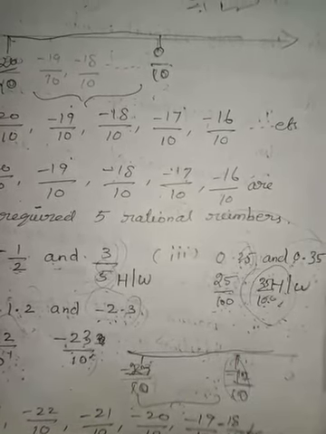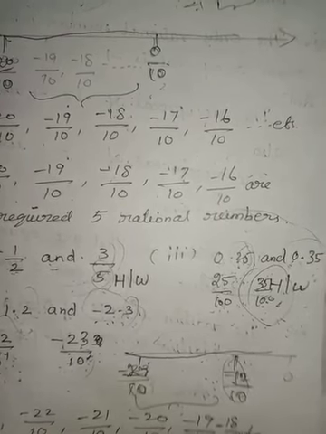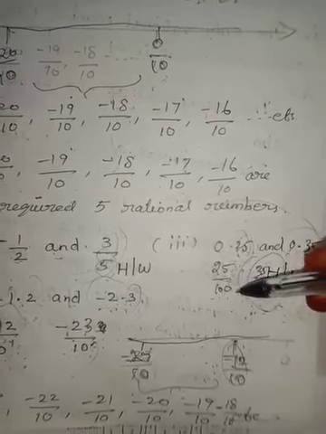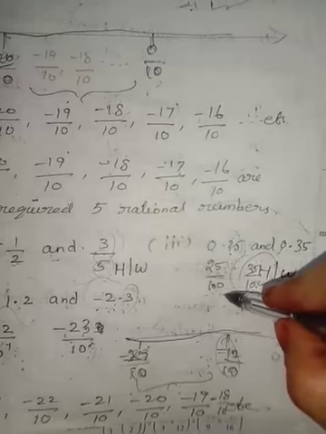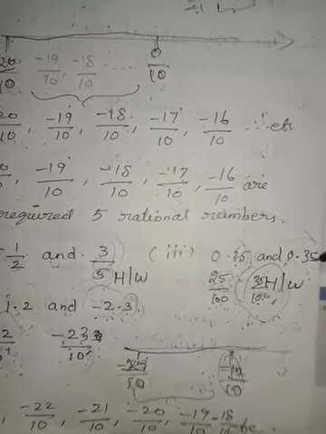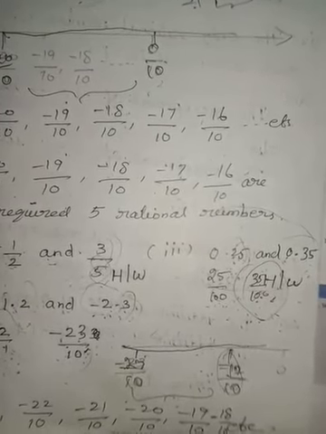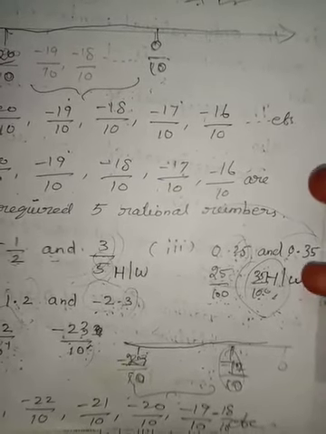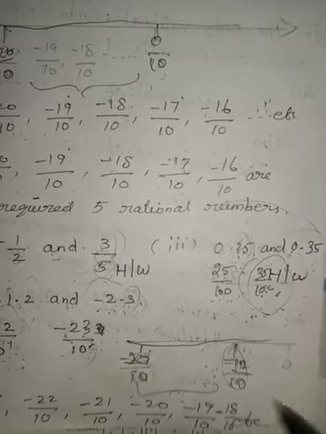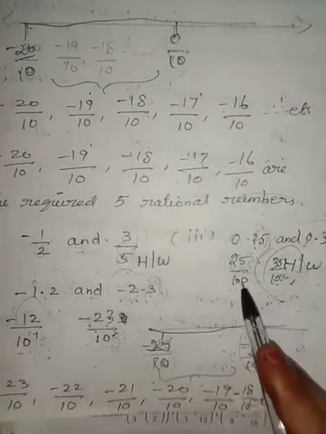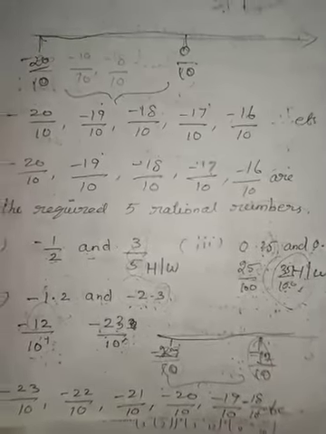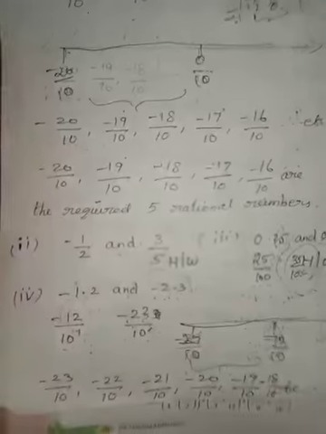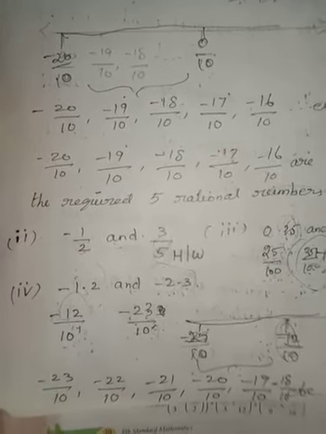0.25 has 2 digits after the decimal point. That's why I put 100 in the denominator. Similarly, this sum has 2 digits after the decimal point. That's why here also I put 35 by 100. We make the like fraction. Easily we can say that between the rational numbers we have a lot of rational numbers between these two numbers, but they ask only 5 numbers.